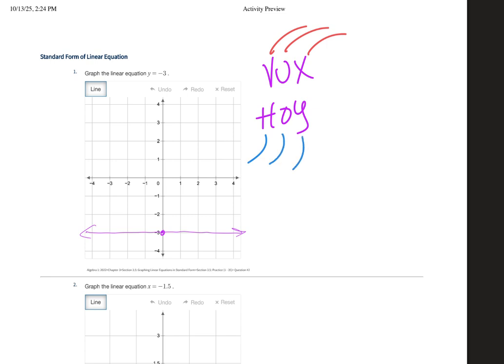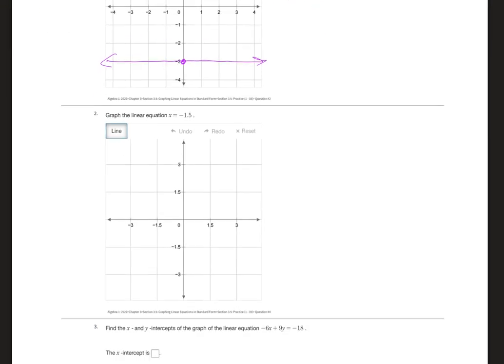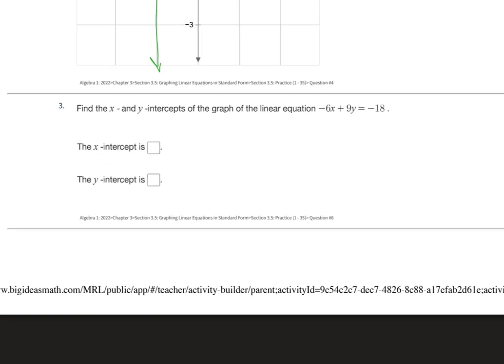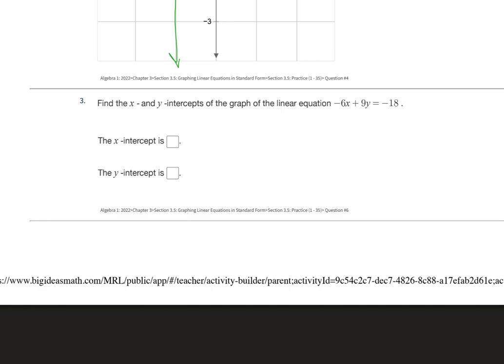By the way, these little squigglies have nothing to do with it other than that's how I was using them to talk about it. Graph the linear equation x equals -1.5. Where does x equal -1.5? How about here? And here, all up and down that line. That's number 2.